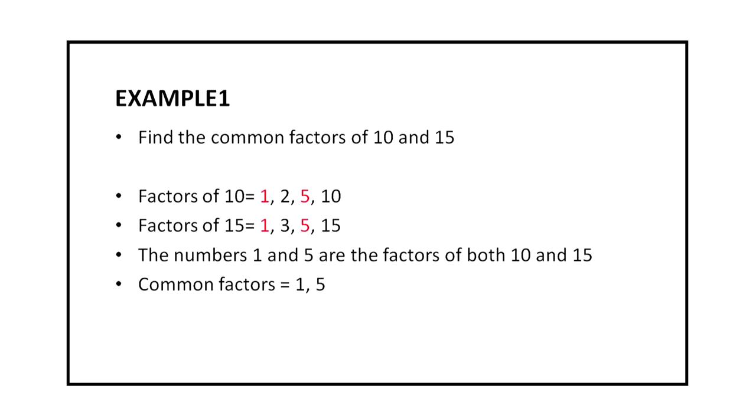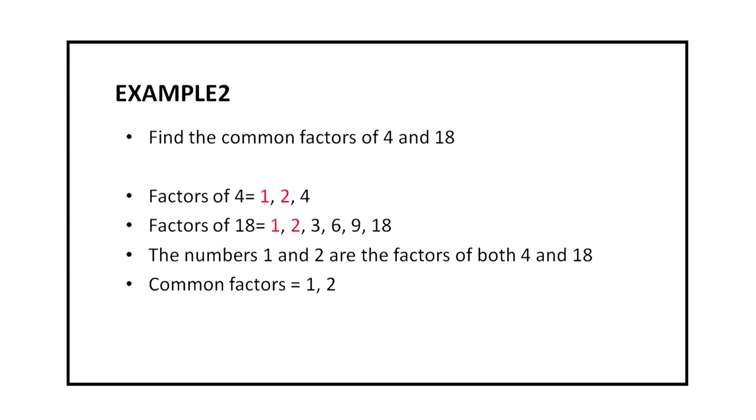Now the factors of 15. 1 is a factor of every number. Every number is a factor of itself. For this, 15 is a factor. And the numbers 3 and 5 exactly divide 15. Thus we get 4 factors for 15. Now, find out the factors that are common to both 10 and 15. We can see that the number 1 and the number 5 are common to both 10 and 15. Thus we can write the common factors of 10 and 15 as 1 and 5.